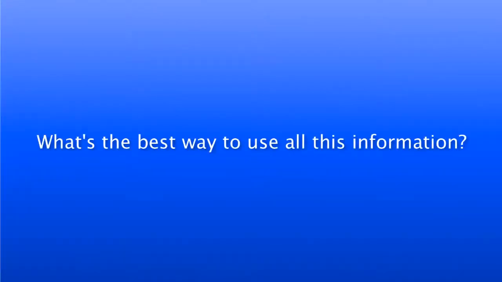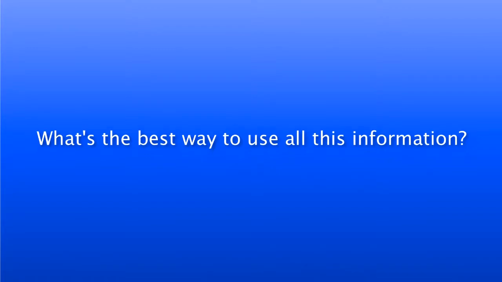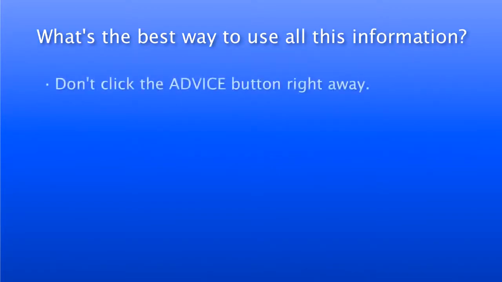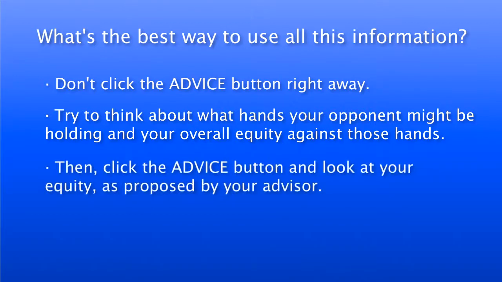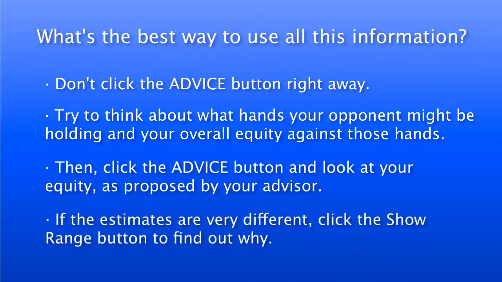So what's the best way to use all this information? My advice is to not click the advice button right away when you're stuck with a difficult decision. First, try to think about what hands you think your opponent might be holding, and your overall equity against those hands. Then click the advice button and look at your equity as proposed by your advisor. If their estimate and your estimate are very different, then it's time to click the Show Range button and dig deeper to find out why.